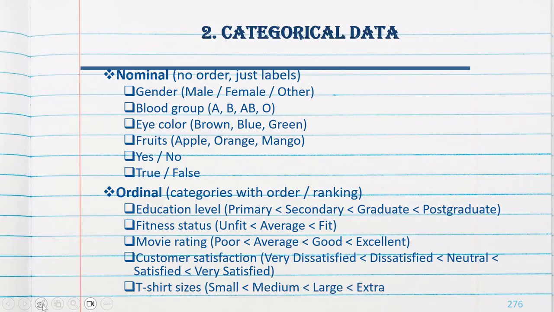If there is some order, then it is, for example, educational level: primary, secondary, graduate. So this order is very important. We cannot change the order. Consider these fruits. We can change the order: apple, mango, orange. Like that we can change the order. In ordinal data, we cannot change the order.